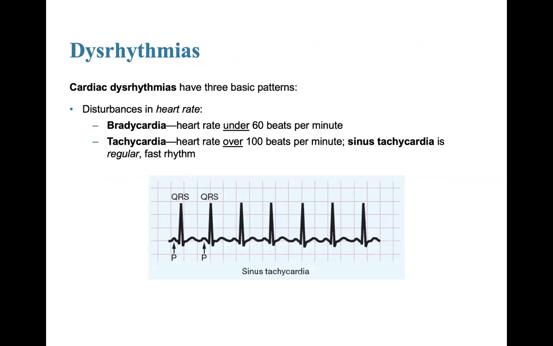Cardiac dysrhythmias have three basic patterns. Disturbances in heart rate: you have bradycardia, which is a heart rate under 60 beats per minute. Tachycardia is a heart rate of over 100 beats per minute. Sinus tachycardia is a regular fast rhythm.